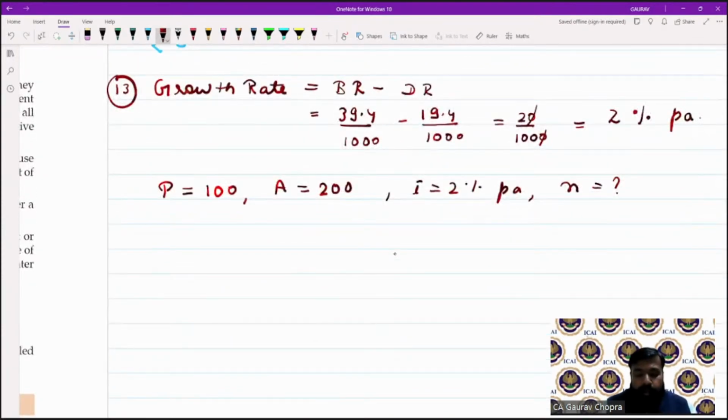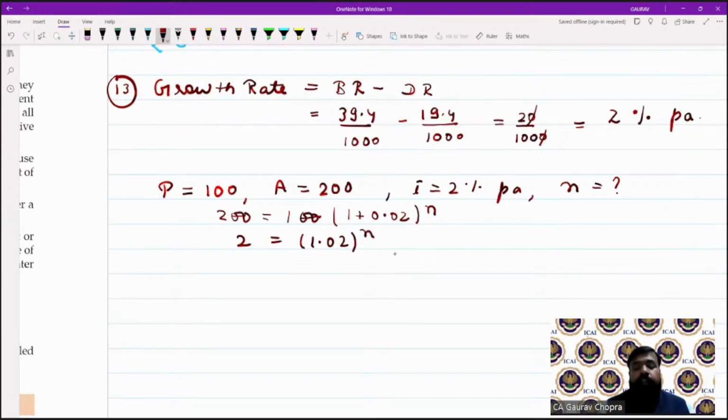So let's apply. 200 is equal to, now the principal, 1 plus I to the power of N. 0 and 0 got cancelled. So 1.02 की पावर में हम क्या रखें so that we can get 2? Let's try. Power 2, 3, 4, 5, 6, 7, 8, 9, 10, 11, 12, 13, 14. Let's calculate. Yes, 1.999, that means 35.